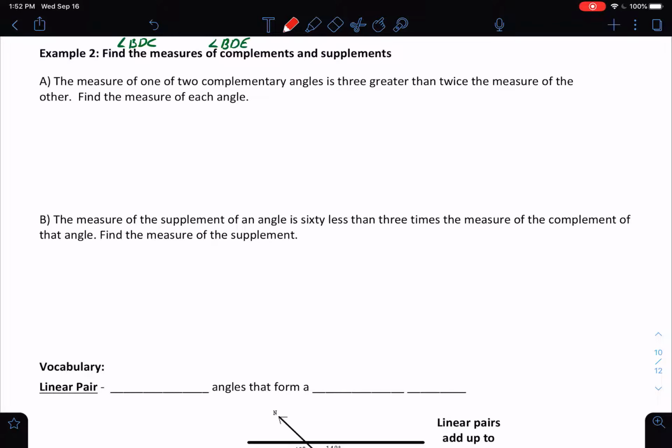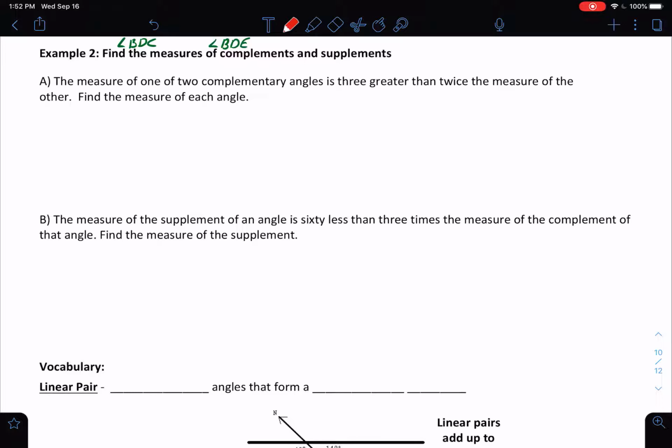Let's work on these two problems. The measure of one of two complementary angles is 3 greater than twice the measure of the other. Find the measure of each angle. At first glance, this can be a very overwhelming problem.